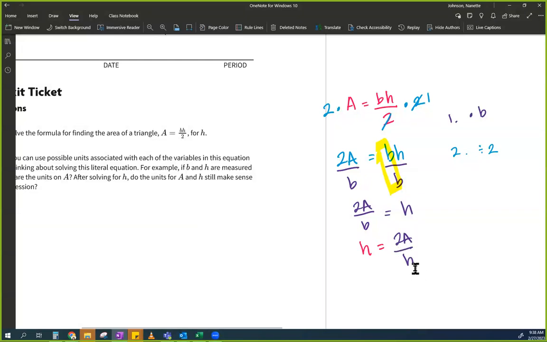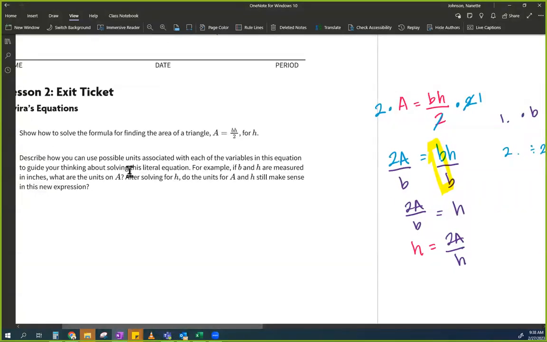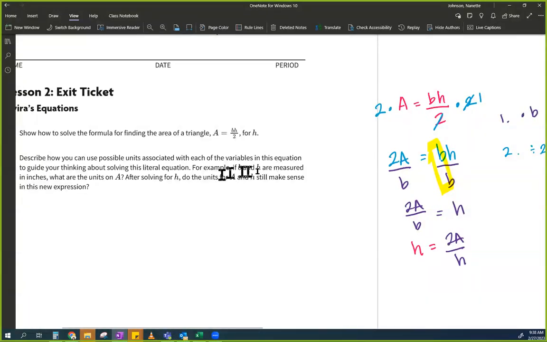Because this is the redemption chapter, I would definitely encourage you to plug it in. I am not going to plug it in right now so I can answer this other question. So now it says, how can you use units to solve this? Pretend that B and H are measured in inches. What are the units of A? So up here, I'm going to put little inches in this pink color. Inches here, inches here.